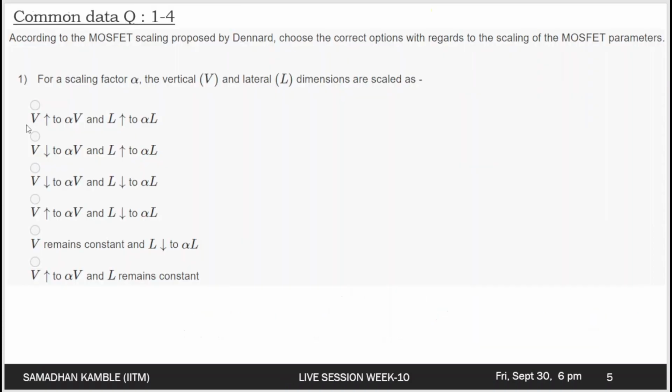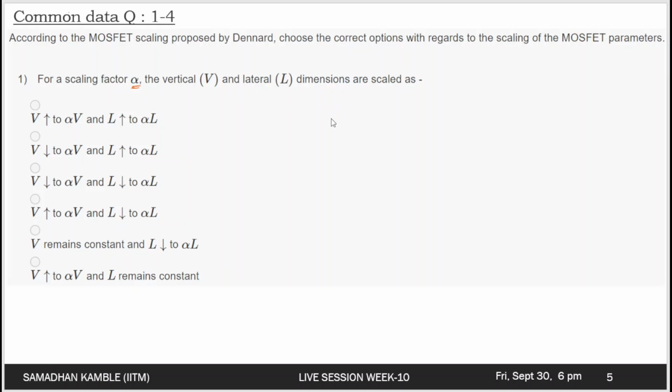Okay, so this is the common data for question number 1 to 4. It is as follows. According to the MOSFET scaling proposed by Dennard, choose the correct options with regards to the scaling of the MOSFET parameters. So different MOSFET parameters that are scaled because of the MOSFET scaling we have to determine. So the first of them is as follows. For a scaling factor alpha, the vertical and the lateral dimensions are scaled as.